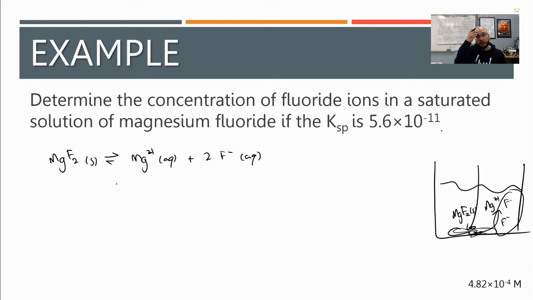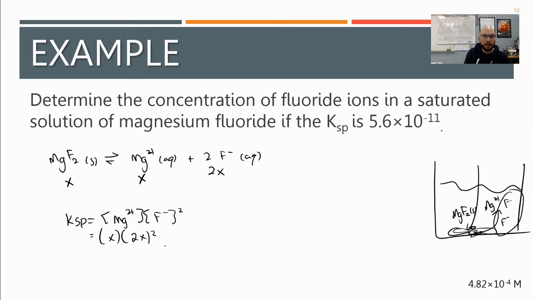So we don't know the molar solubility, so we're going to represent that by X. The concentration at equilibrium of the magnesium ion is going to be X, and the concentration of the fluoride ion is going to be 2X. Right? For every magnesium fluoride that breaks down, it produces 2 fluoride ions. So KSP in this situation is equal to concentration of magnesium 2 plus times F minus squared. So we get X times 2X squared.